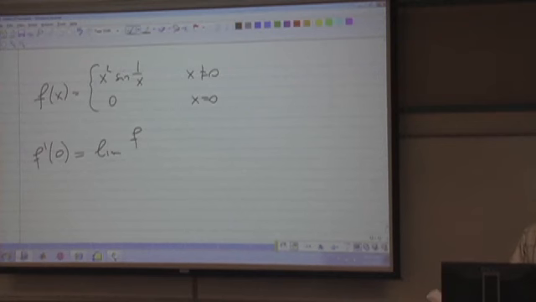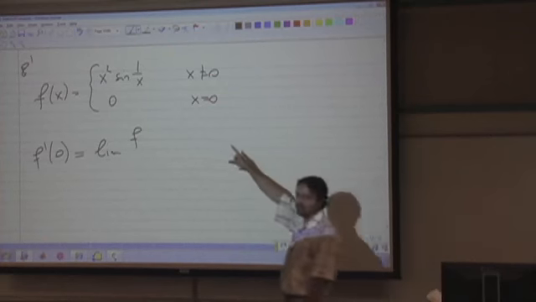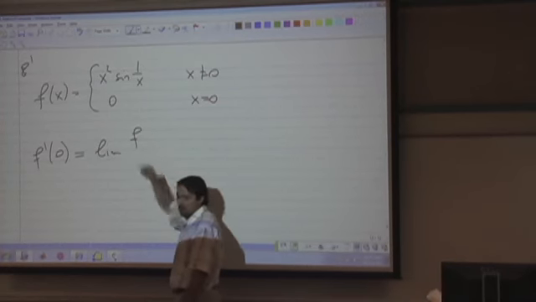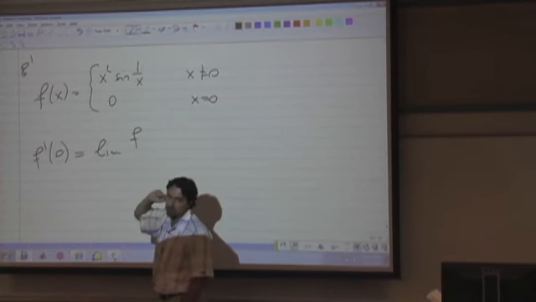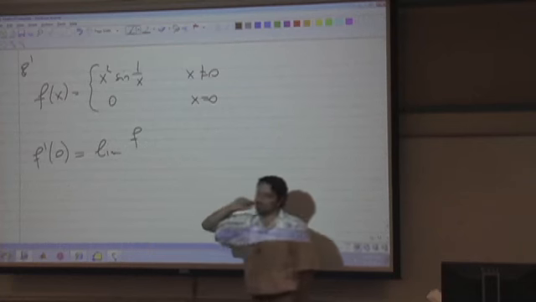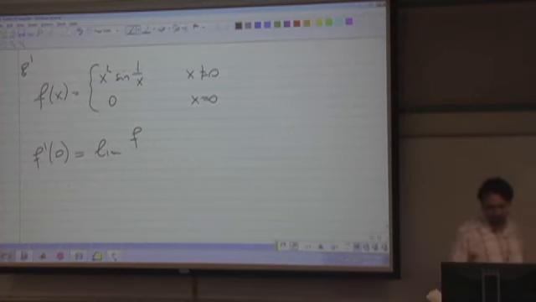This is 8 prime. It's x squared instead of x. 8 had x times sine of 1 over x, and as you can see based on the solutions, that doesn't have a derivative at 0. As it turns out, this will, even though it might not look like that. It has a derivative, f prime of 0 exists.